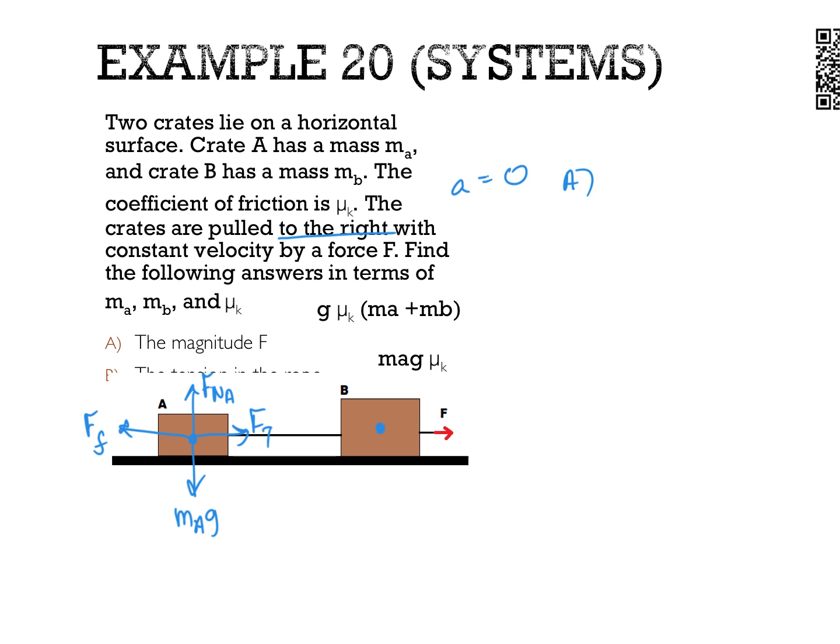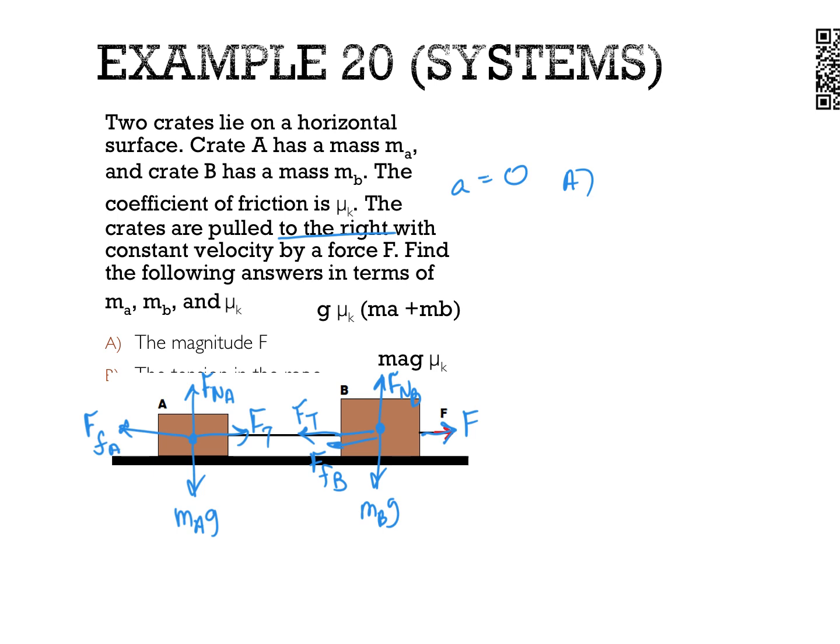For B, I have the mass of B times gravity. I have the force normal of B, they're not the same. I have the force of tension, which is the same. I have the frictional force going this way, and because the force is going that way, I also have force of friction of B.